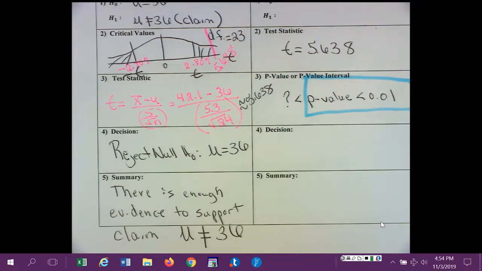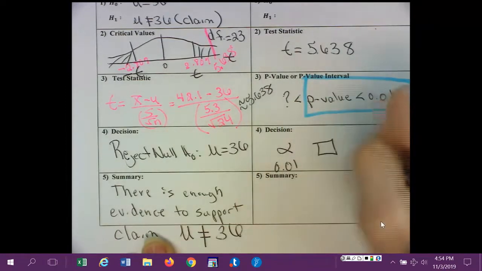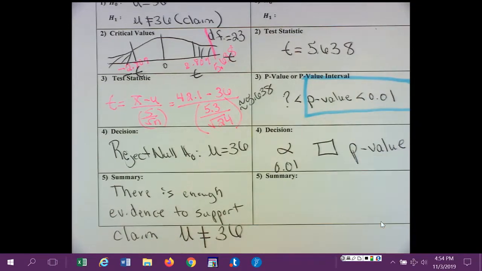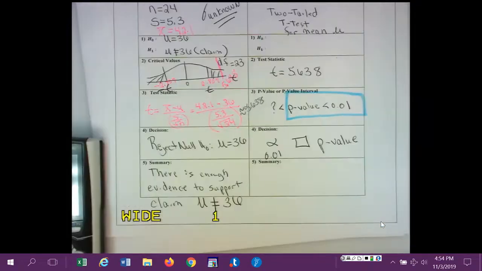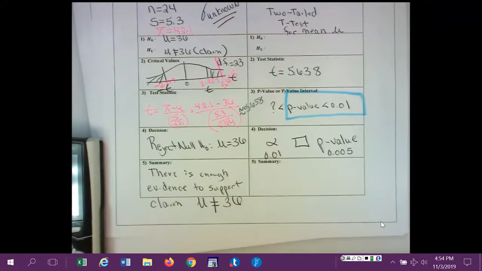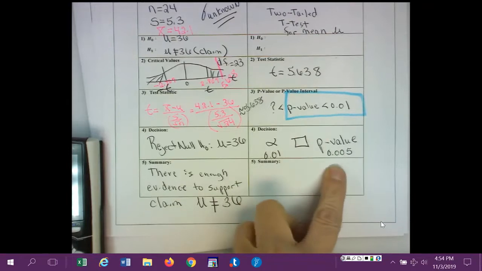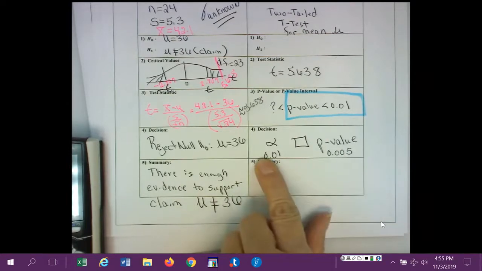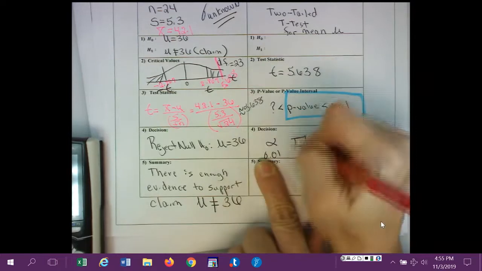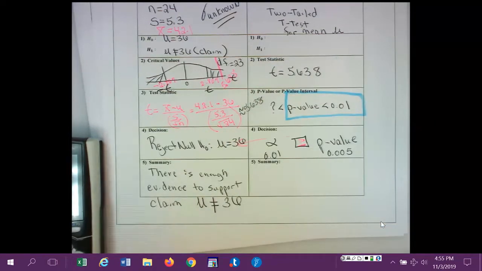So you will technically, in the end, scratch that out. Now, decision. Alpha is given to be 1%, and the p-value is something less than 1%. It is not equal to. So I am going to select any p-value I wish. I'll use 0.005. I can use 0.003, 0.004, anything that is in this interval. And then you see that alpha is greater than or equal to the p-value. Therefore, reject the null. Therefore, there is enough evidence to support the claim that it differs from 36.